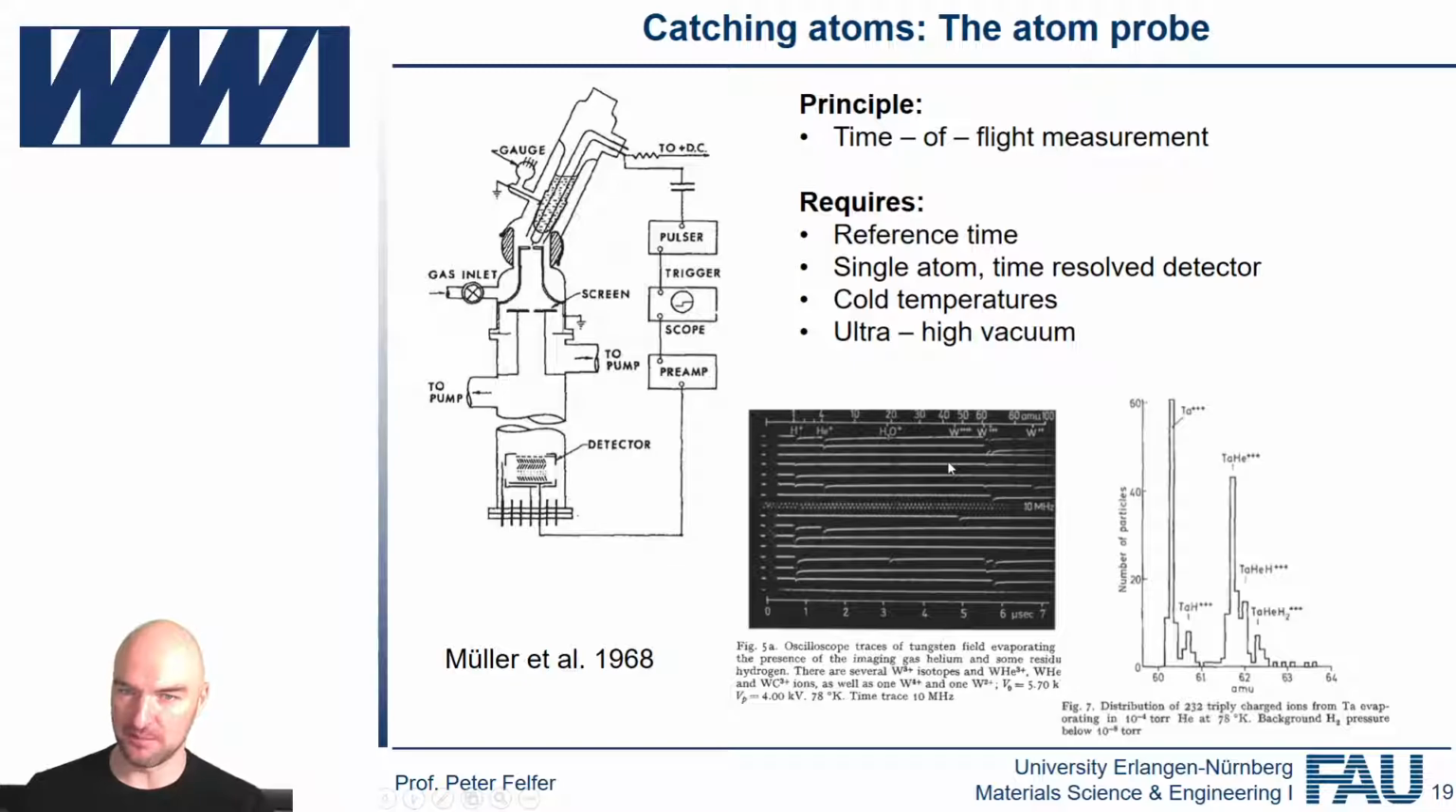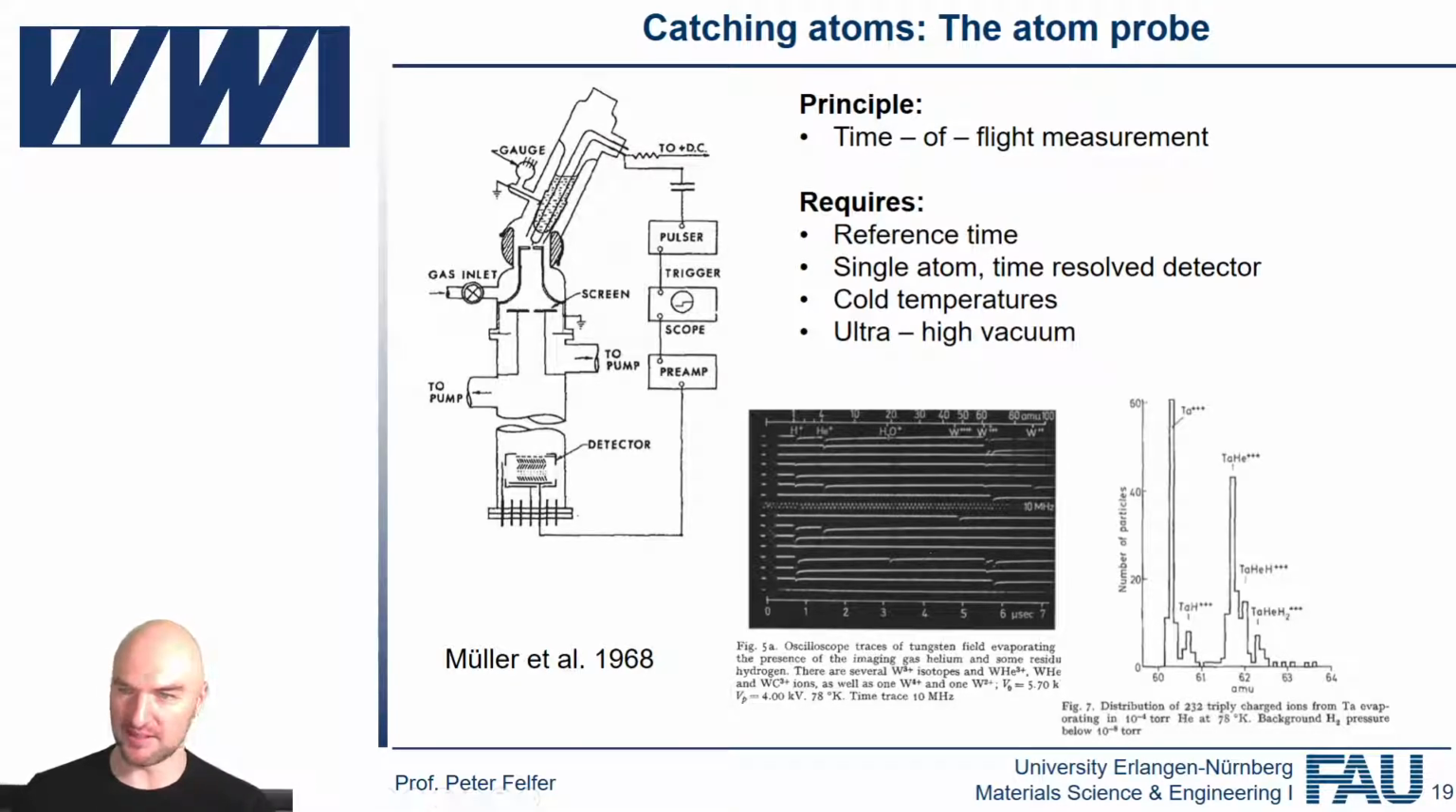So there was just simple flight time measurements with an oscilloscope. These are some traces from Erwin Müller. You can see a reference time, a 10 megahertz reference time signal. Then certain channels would accumulate charge, and you would see that here in the histogram, and you could calculate the flight time, and from the flight time what kind of atom that was.